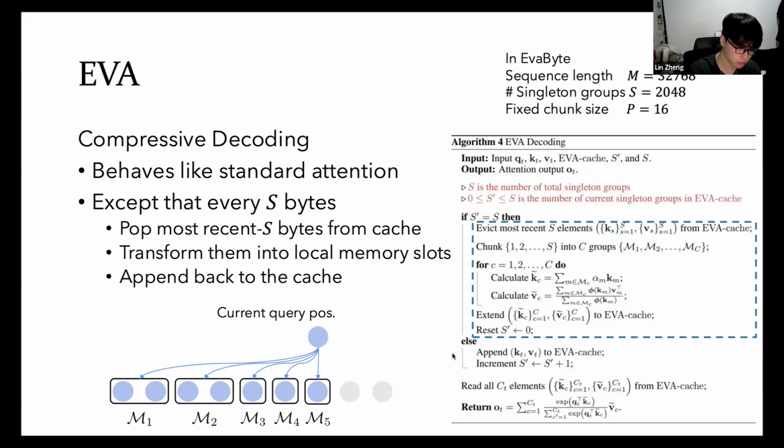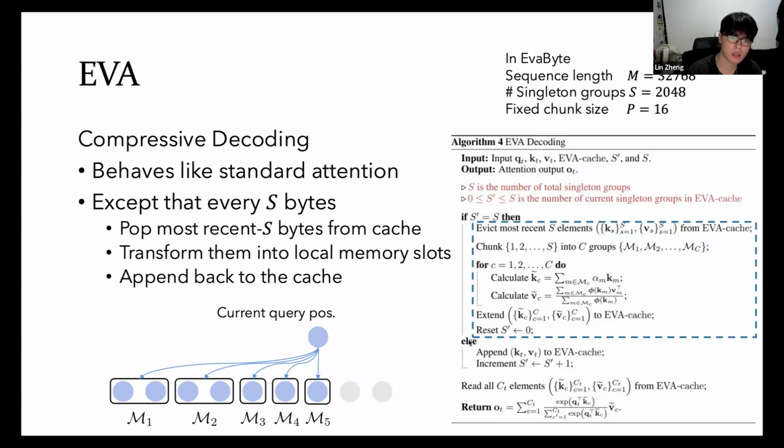But what is different here is every time the model has consumed capital S bytes, which is the number of singleton groups or the local block, it pops the most recent capital S bytes from the KV cache and transforms them into local memory slots in the same way we did for localized linear attention, and then appends these memory slots back to the KV cache. So this shortens the KV cache length. It works in an orthogonal way to multi-latent attention. Instead of trying to reduce the hidden dimension size, we just reduce the sequence length, the KV cache length. So this is what we refer to as compressive decoding.